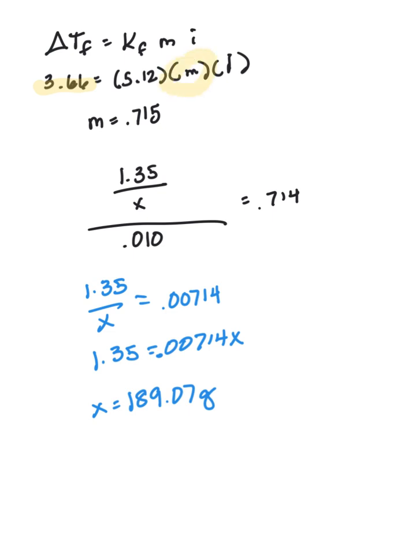Then there's my molality times 1 because it's a non-electrolyte. So I divide, move my 5.12 and all that, so my molality is 0.715, or whatever I did. So this is my mass divided by my molar mass, and that divided by the kilograms of my solvent is my molality. So I'm trying to find my molar mass. Hopefully that makes sense.